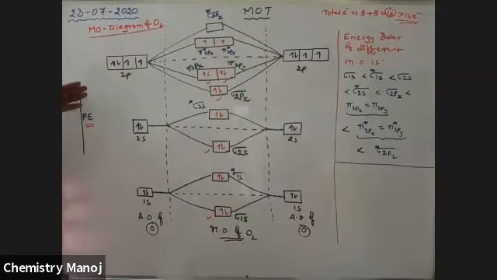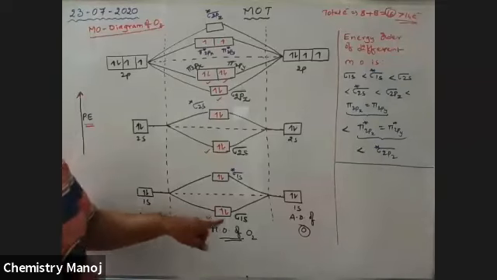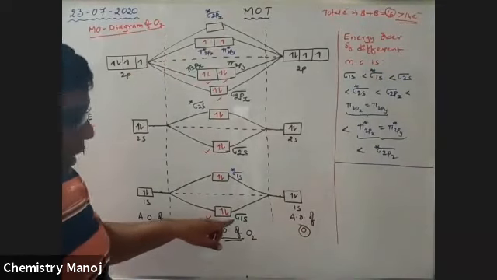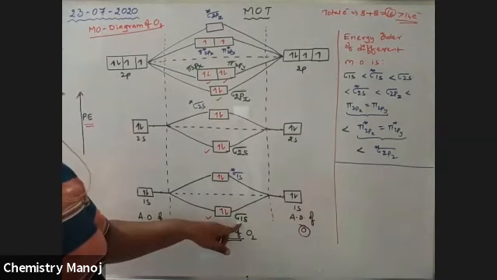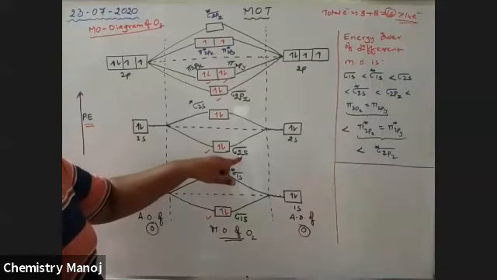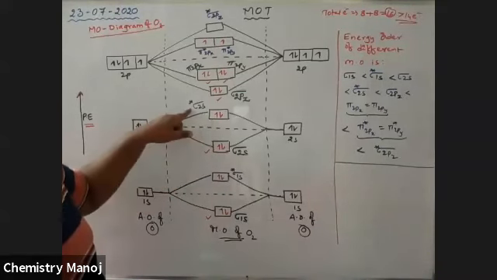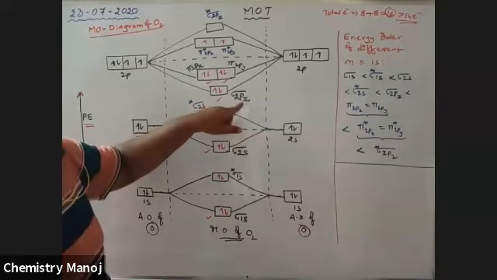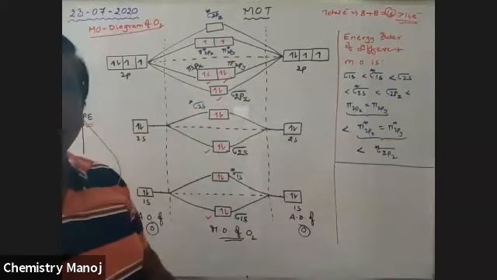So from lower to upper, energy is increased. Therefore, among all these orbitals, this orbital has the least energy. So sigma 1s energy is less than that of sigma star 1s, which is less than that of sigma 2s, which is less than that of sigma star 2s, which is less than that of sigma 2p, etc.